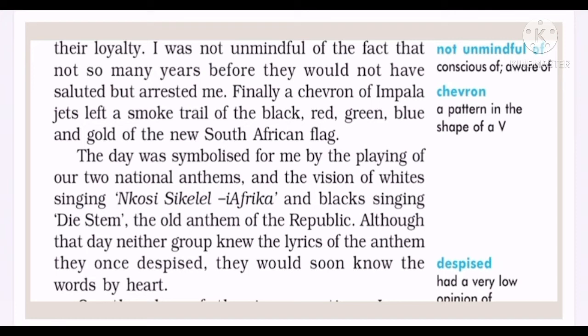Although that day neither group knew the lyrics of the anthem they once despised. Despised means had a very low opinion of. They would soon know the words by heart. And again he said that although that day both groups did not know the lyrics of the anthem, and they were singing hesitantly, soon after they would sing the national anthem by heart.